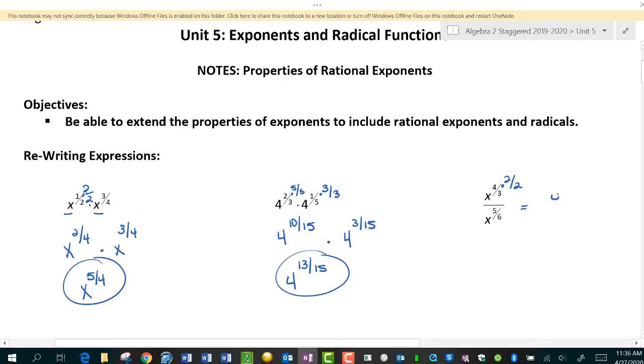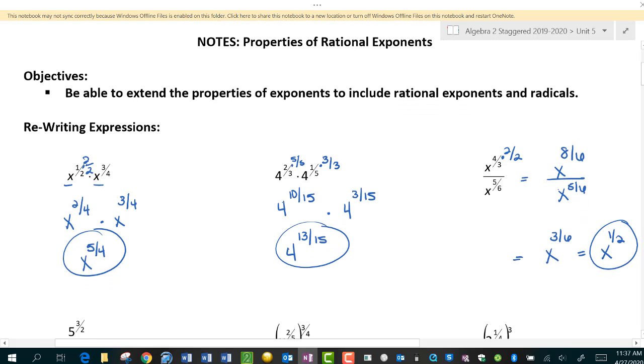So then I get x to the power of 8/6 divided by x to the power of 5/6. I can then subtract those exponents to get x to the power of 3/6, which reduces to x to the power of 1/2. There's a lot of simplifying involved in this lesson and then upcoming too.